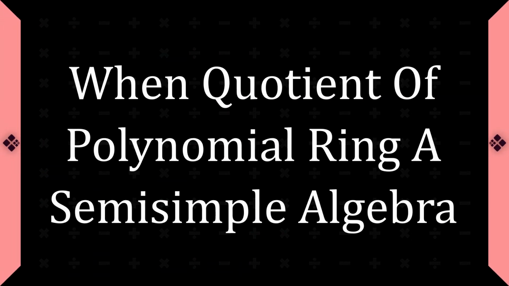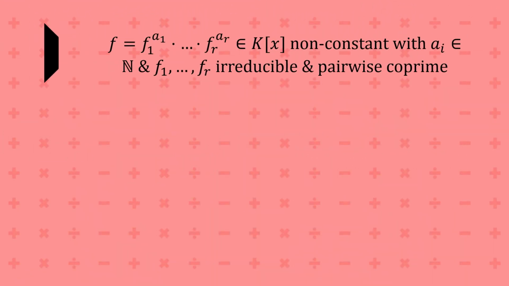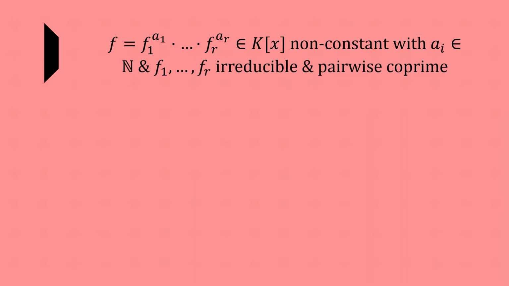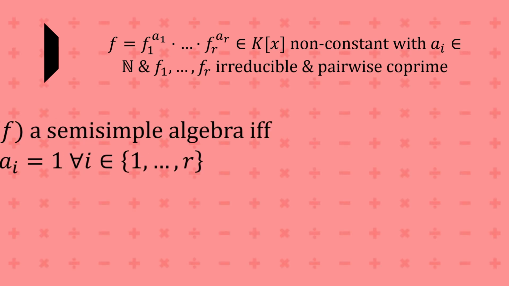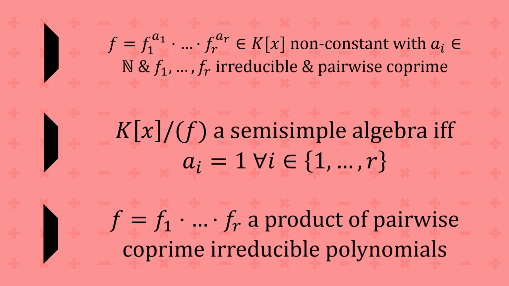Now, let's discuss when the quotient of the polynomial ring is a semi-simple algebra. Let f be a non-constant polynomial with factorization into irreducible polynomials given by this expression here, with the f1 up to fr pairwise co-prime. Then K adjoin x over the ideal generated by f is semi-simple if and only if the ai are equal to 1 for all i from 1 to r, i.e. f can be written as f1 times up to fr, the product of pairwise co-prime irreducible polynomials.